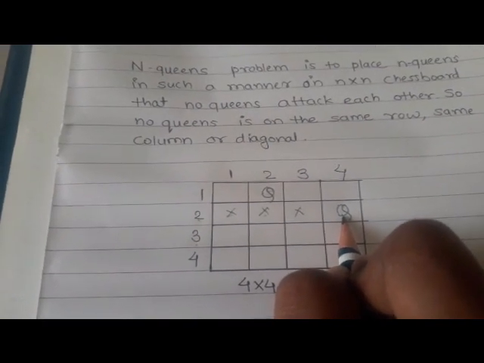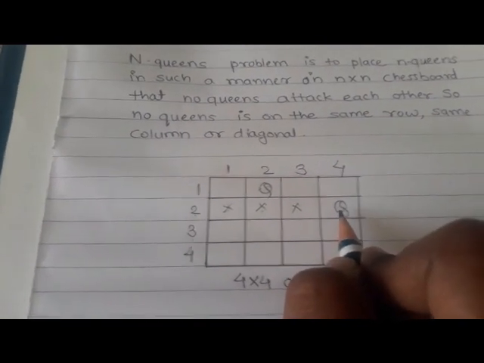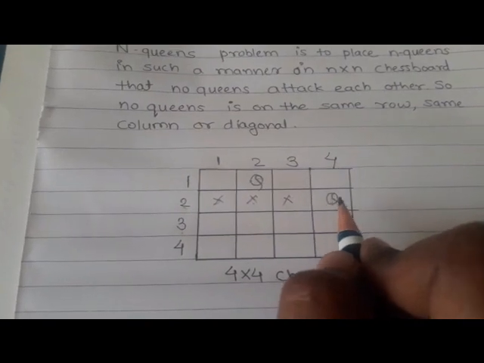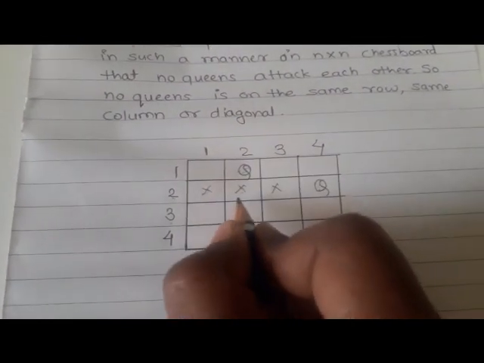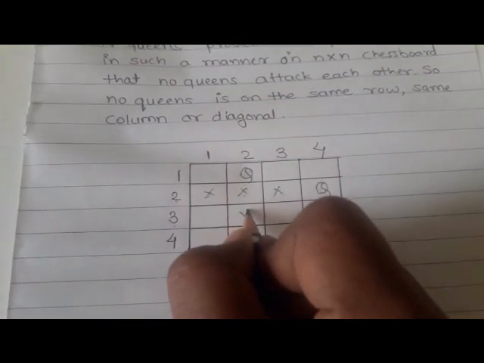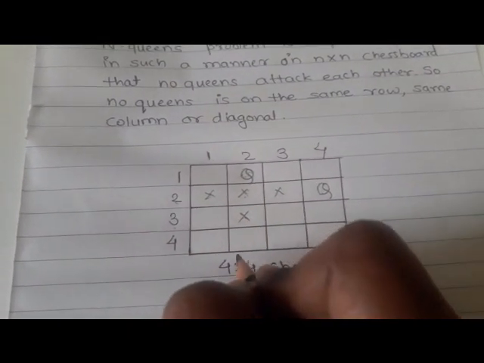Now we have to place the third queen at a safe position. The first queen is placed in the second column, so we can't place it here.